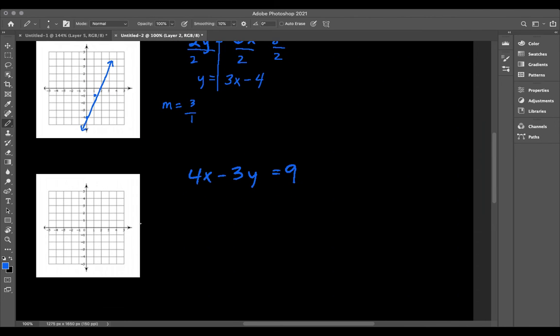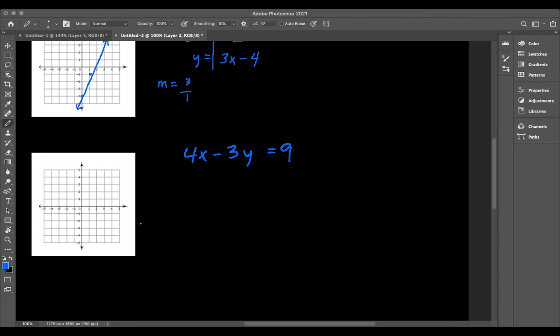Good job. Let's try another one. Now this one's a little harder. We have 4x equals 3y minus 9. We have to get it to y equals mx plus b form. So what do we have to do? I'm going to put the old school line that we did before in the middle to make it easier.